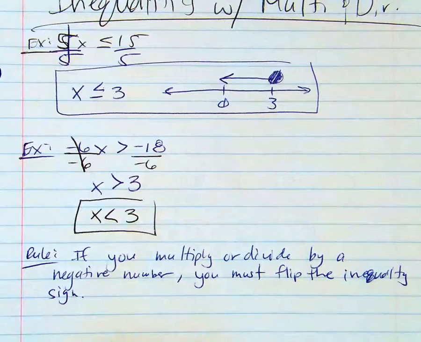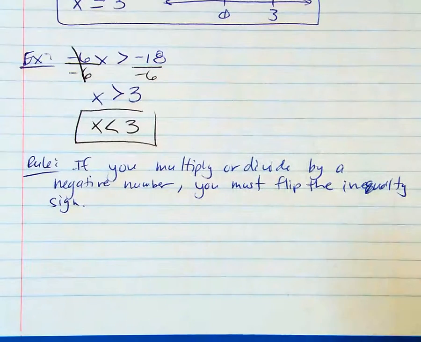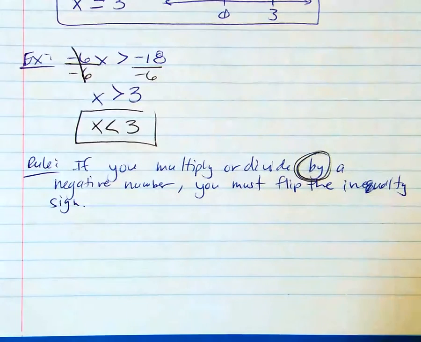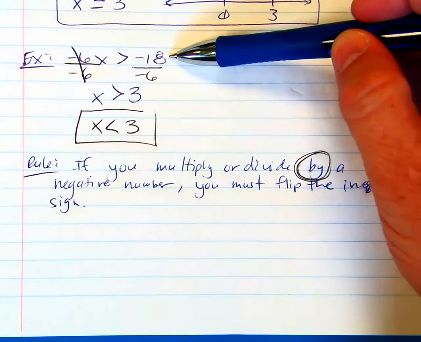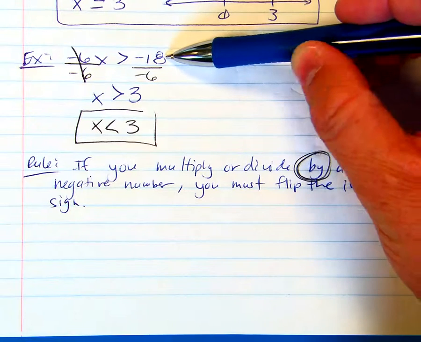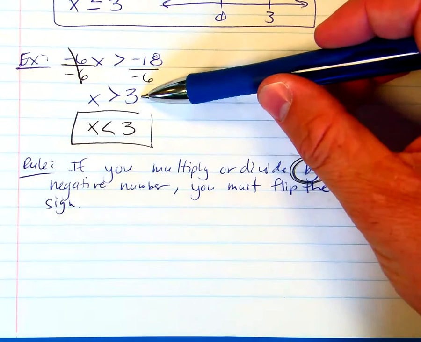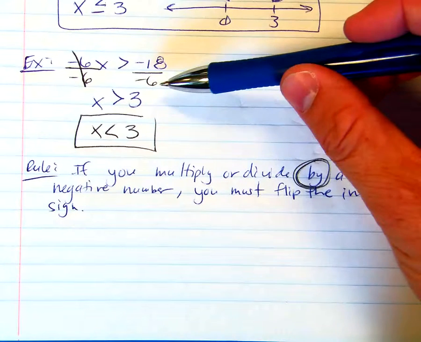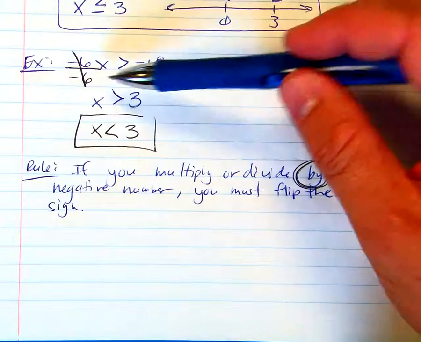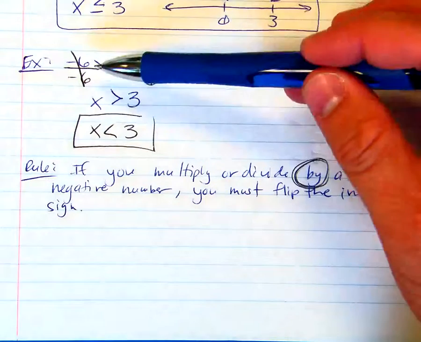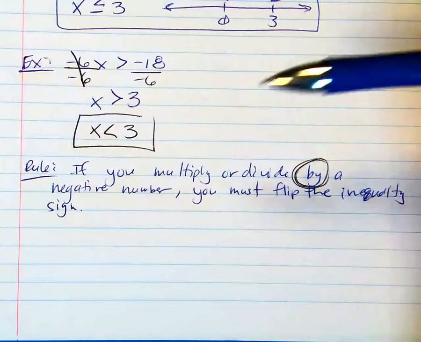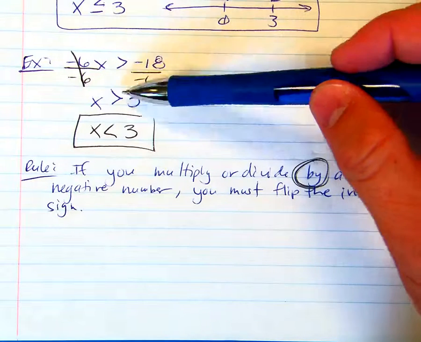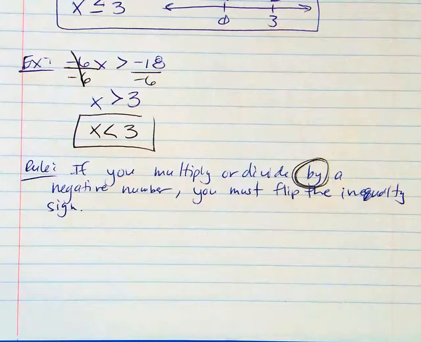There's one word in here that is extremely important, and it's this little word here, by. If you multiply or divide by a negative number, it does not matter that the negative 18 was negative. It does not matter that the final answer was a positive 3. What matters is this number here, the negative 6, that I wrote on both sides. I divided both sides by negative 6. If you divide by a negative number, you have to flip that inequality symbol around for your final answer. Every single time that you multiply or divide by a negative.